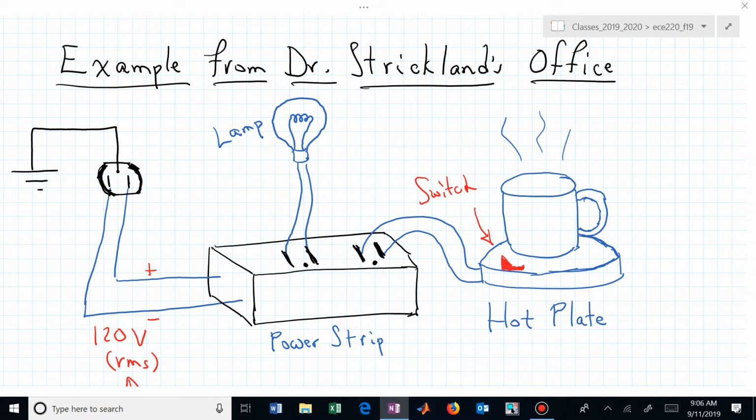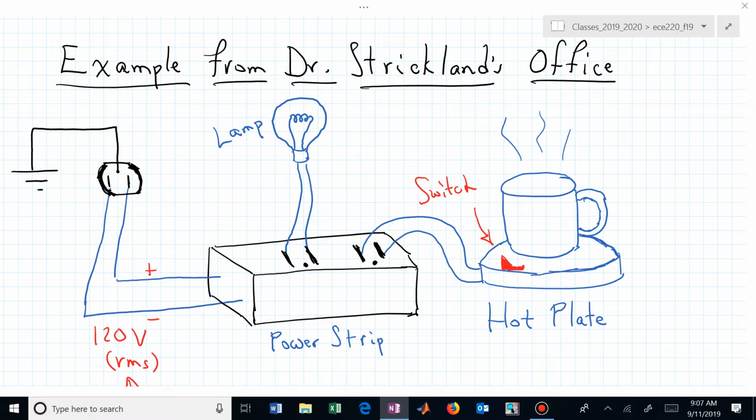If you look at the voltage waveform coming out of a wall socket, it's oscillating. It has a frequency of 60 hertz. But if we're dealing with resistive type loads and other problems, a lot of times we like to convert that oscillating waveform into something that looks effectively like a constant waveform, and that we do by finding its RMS value.